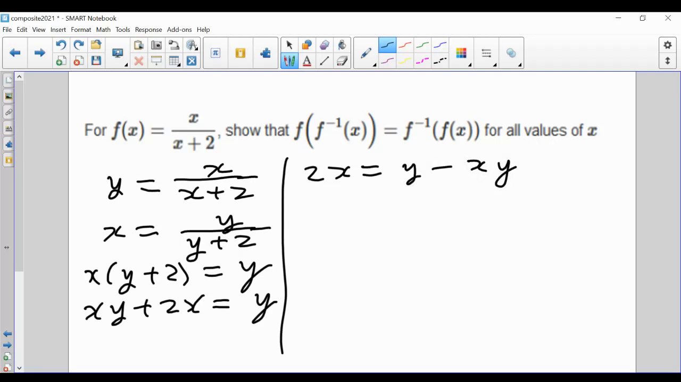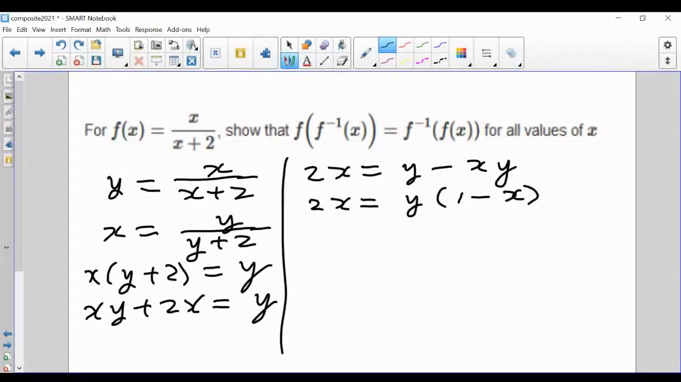Okay, what's next? What is next? I factor out the y. Good. So 2x is equal to y into 1 minus x. By the way, can we agree on that? That factoring out the y makes sense.